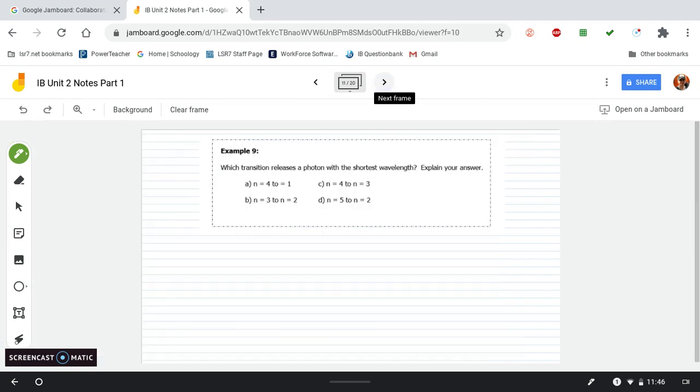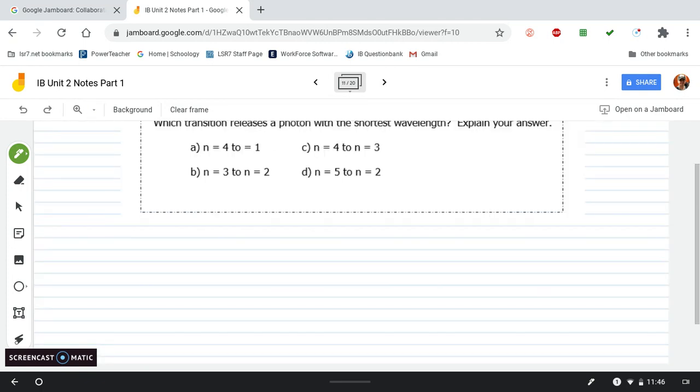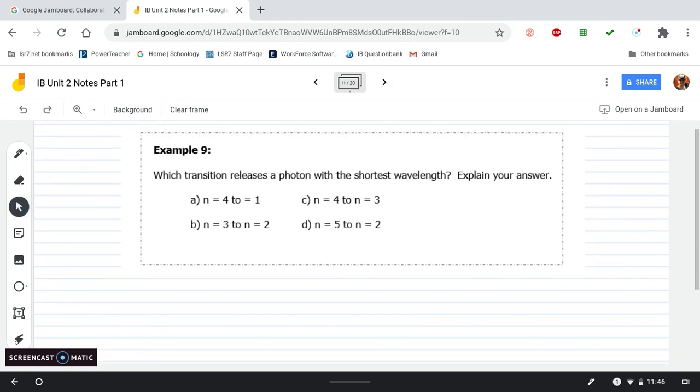So here's an example, super duper simple. It says, which transition releases a photon with the shortest wavelength? Okay, they do this a lot. So right away, we need to understand how wavelength relates to energy, etc. Okay, so we want to remember that wavelength.